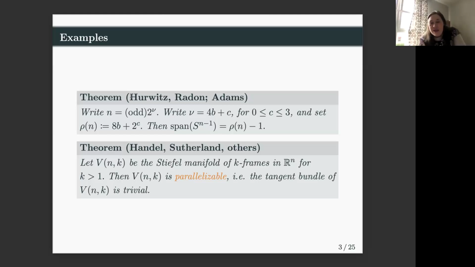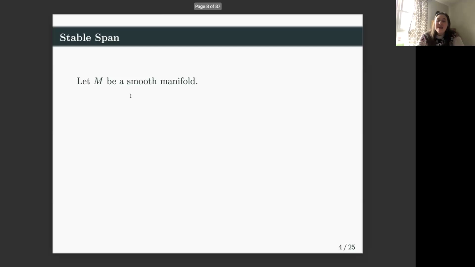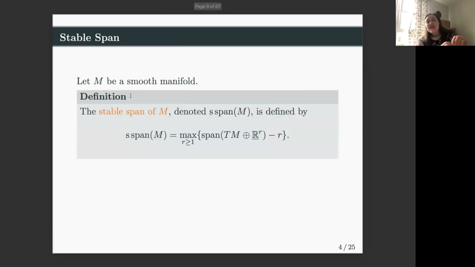Well, these Stiefel manifolds, the homotopy groups of them cause a lot of problems in algebraic topology. So I think it's interesting that something about them is simple. But I also need to tell you for later what the stable span is. I'm not going to go into this too much, but there's a particular stable span calculation that's really critical for me. So I just want to get this out at the beginning. We have a smooth manifold. This stable span is defined like this.